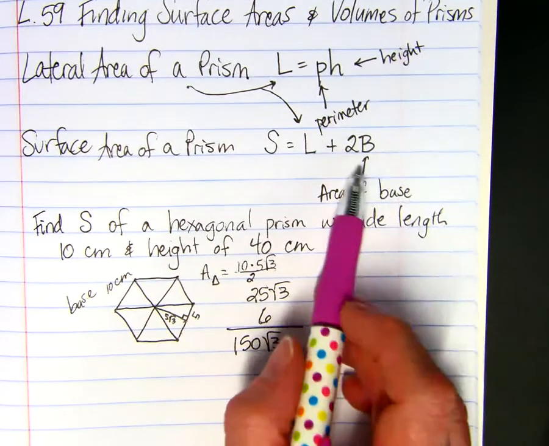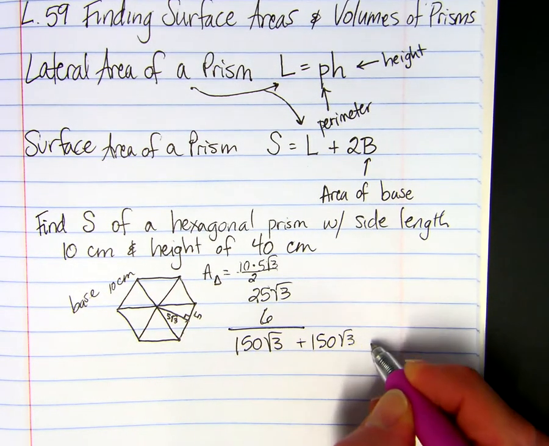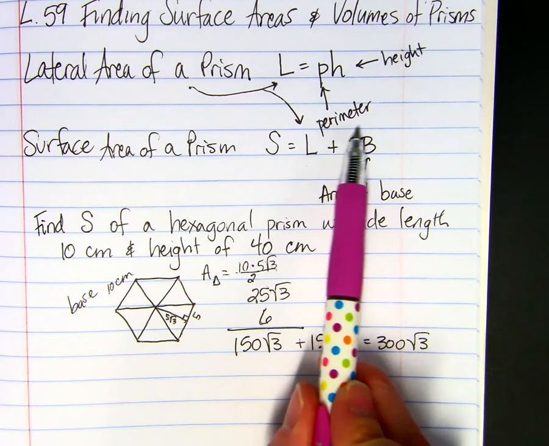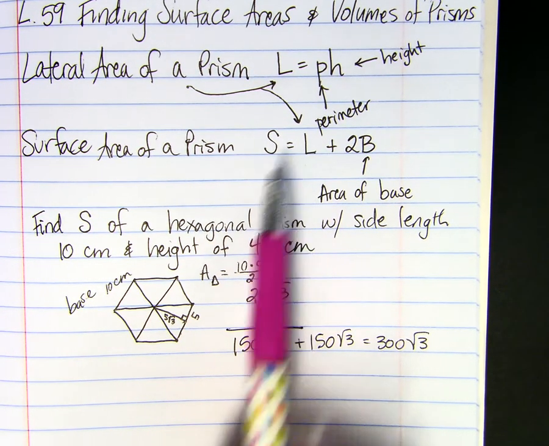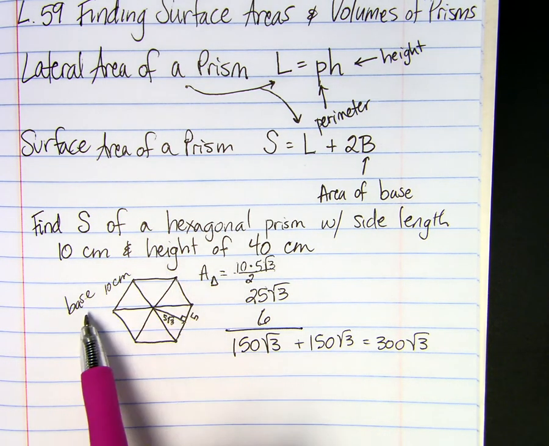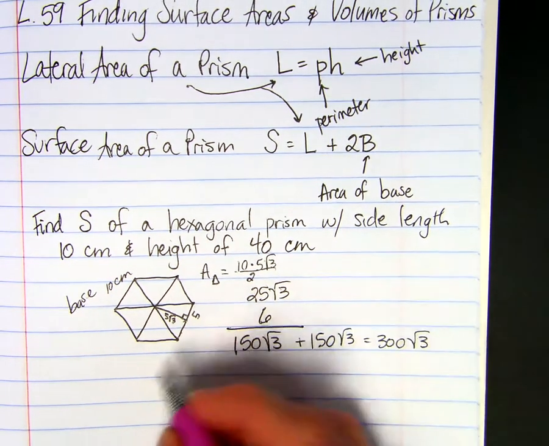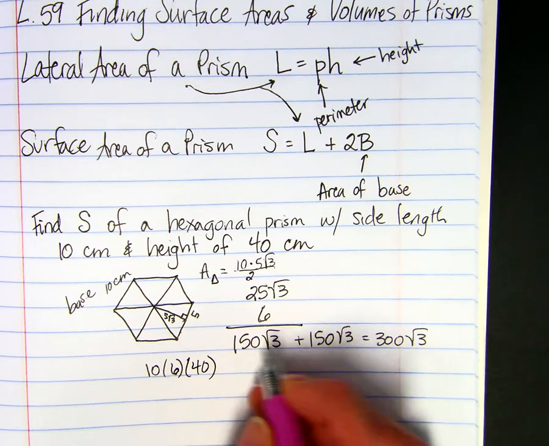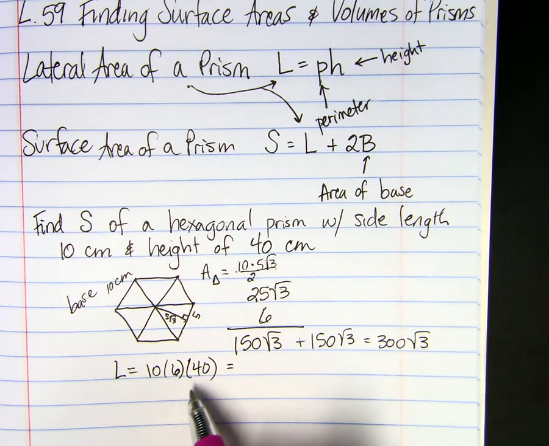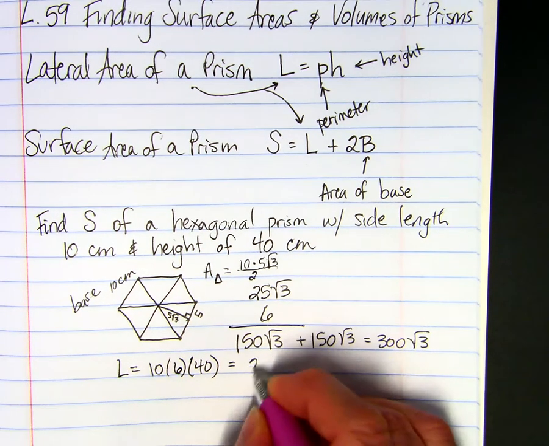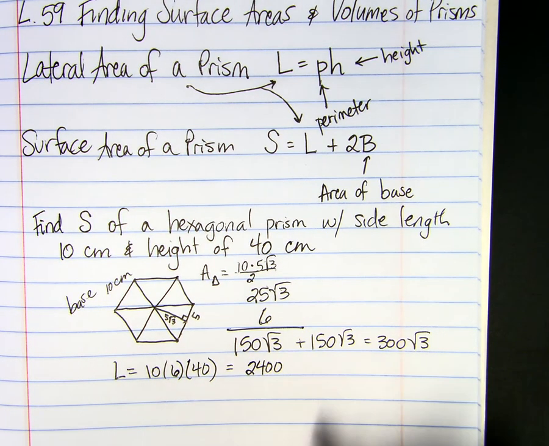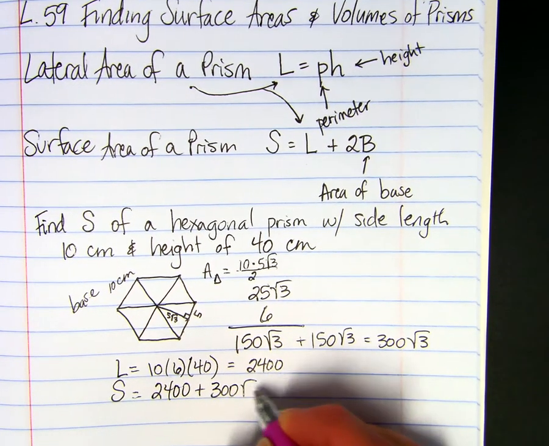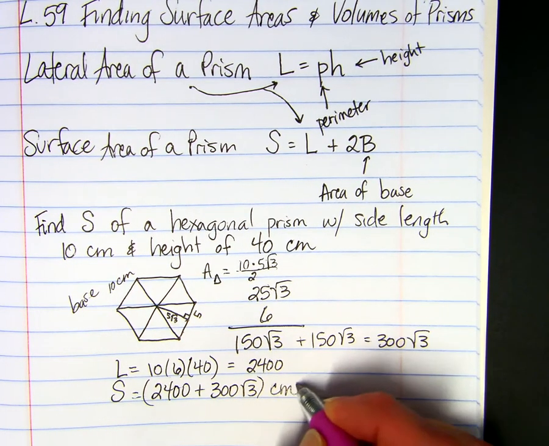And since there's two bases, we're going to times it by 2, or just add another 150 root 3. So that's going to be 300 root 3. So that's this part of the formula for surface area. And then we need to add the lateral surface area, which is the perimeter of the base times the height. So we just do 10 times 6. That's the perimeter. And then the height we were given was 40. So that is 2,400. And then we add those two together and put our label on. So we have 2,400 plus 300 square root 3 centimeters squared.